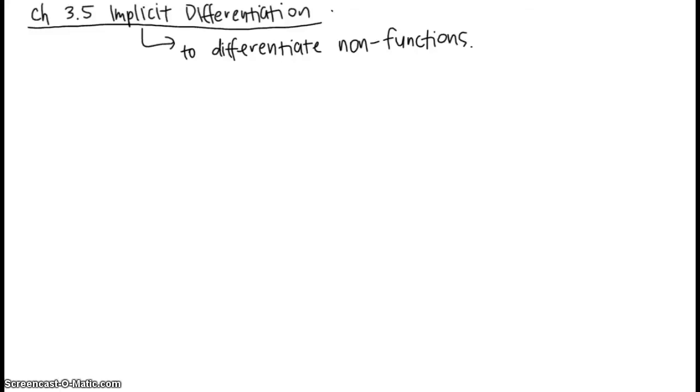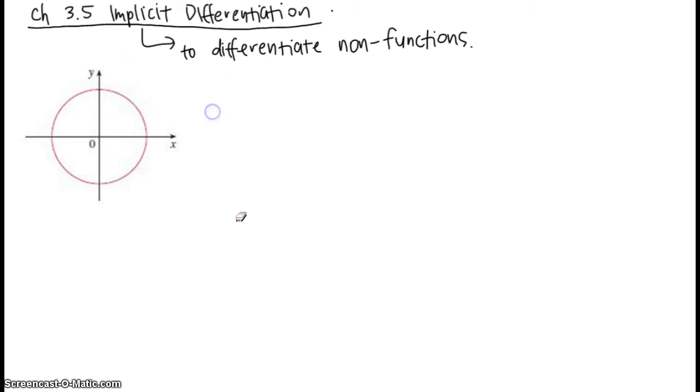Chapter 3.5, Implicit Differentiation. Now, what is implicit differentiation? It is a brand new method of finding the slope of a curve, or the derivative, when that curve is no longer a function. Okay? So, for example, a classic example is a circle.